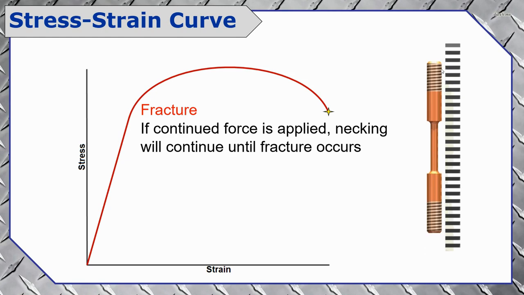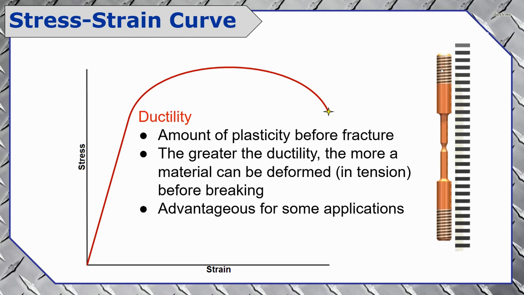After we reach the point of ultimate tensile strength, if continued force is applied, necking is going to continue and the cross-sectional area of our shape is going to continue to decrease until fracture occurs. Fracture is where our material actually splits in two. The plastic region of the curve tells us a little bit about the material's ductility. Ductility is the amount of plasticity before fracture. In other words, the greater the ductility, the more a material can be deformed in tension before it actually breaks.